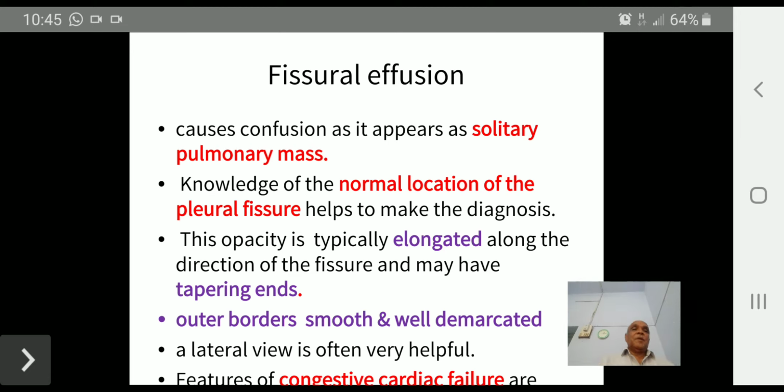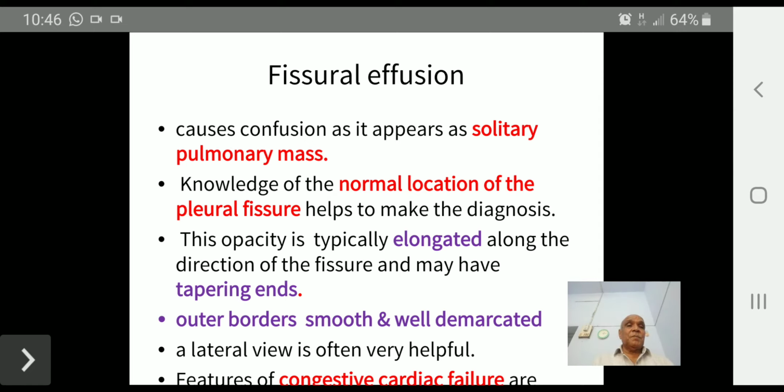When there is a fissure effusion, we should first suspect it may be a solitary pulmonary nodule or it may be a mass. If we know the anatomy of the fissure and see the same solid lesion on the fissure side, then we may think of fissure effusion.